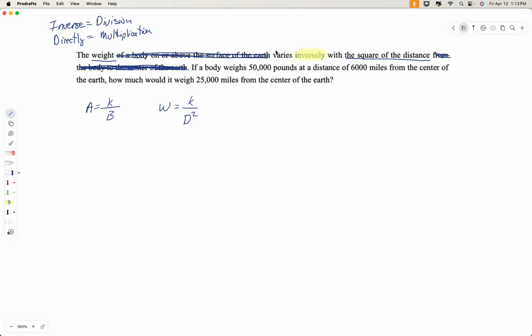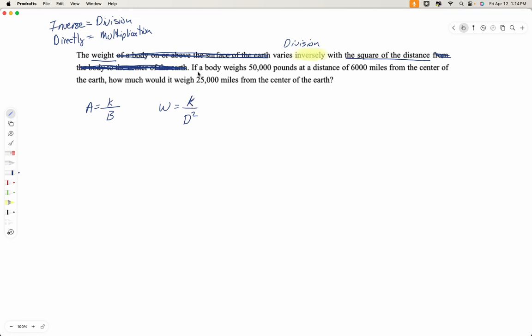So the weight varies inversely, so that tells us the how, that tells us the formula, so that tells us division because it's inversely, okay, with the square of the distance. So the subject with the direct object. That's our formula. The next sentence is going to tell us what values to put in to find this constant, the scale factor that we're using.